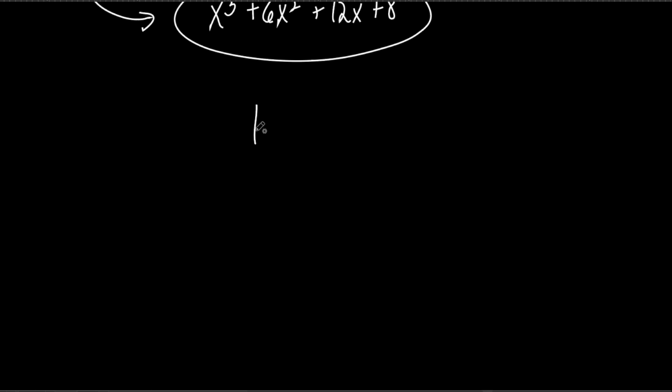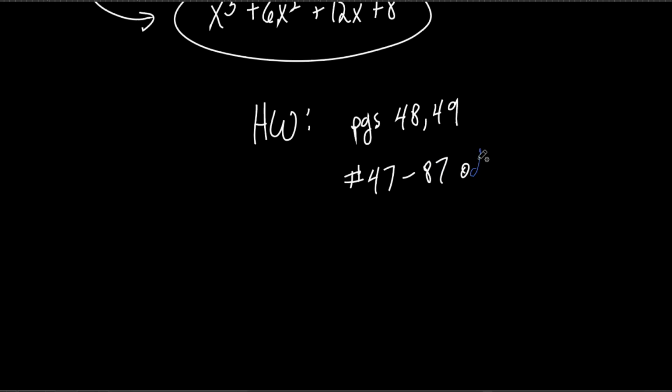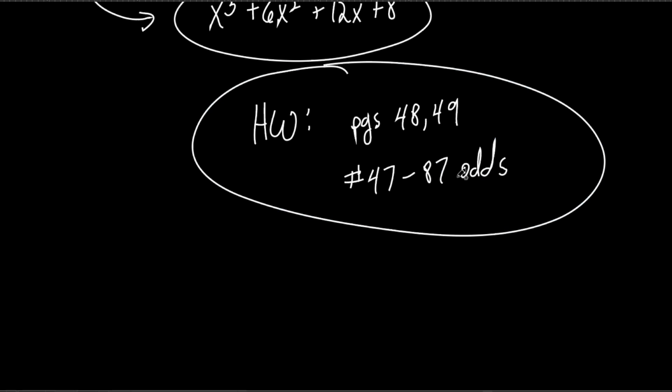So here's your homework. It's pages 47, 48 and 49. So you're just kind of taking up where you left off on the last homework. And we're going to 87, but again, we're only doing the odds. Okay? 47 to 87, just the odds. Everybody good? All right.